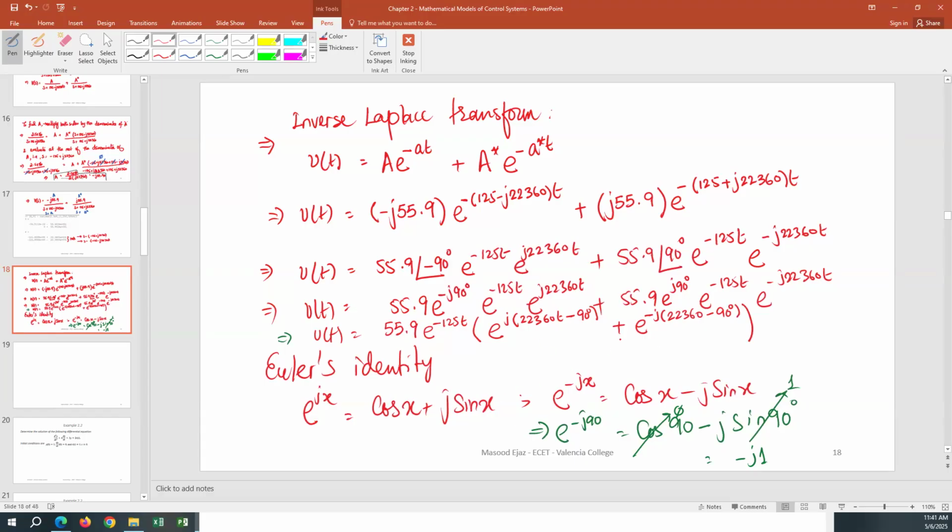E to the power jx plus e to the power negative jx. So if you add e to the power jx and e to the power negative jx, what are you going to get? You're adding these two. You're going to get 2 cosine x, right? E to the power jx is cosine x plus j sine x, e to the power negative jx is cosine x minus j sine x. So when you add them together, negative j sine x and positive j sine x will cancel out, and you're going to get 2 cosine x. This will be equal to 2 cosine x. All right, so what do we have then? 55.9 e to the power negative 125t.